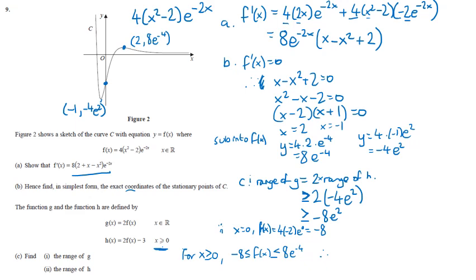So therefore 2f of x minus 3. Okay, so if we just double and subtract 3 from both sides, that's going to be greater than or equal to minus 8 times 2 is minus 16, so minus 8 times 2 minus 3, so that's minus 19. And at the other side we've got 8e to the minus 4 times 2 minus 3, so that's 16e to the minus 4 minus 3. So they're the limits on h. Okay, so that's the range of h.